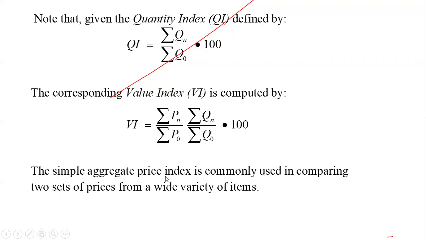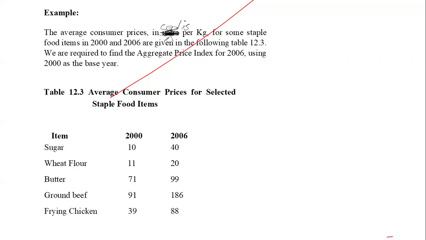The simple aggregate price index is commonly used in comparing two sets of prices from a wide variety of items. So this is where it is used. That's where you apply a simple aggregate price index. So take note. Now look at this example.